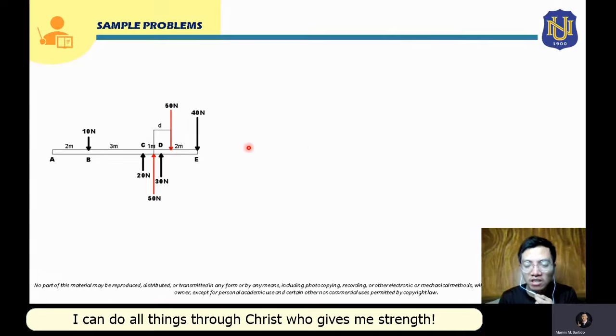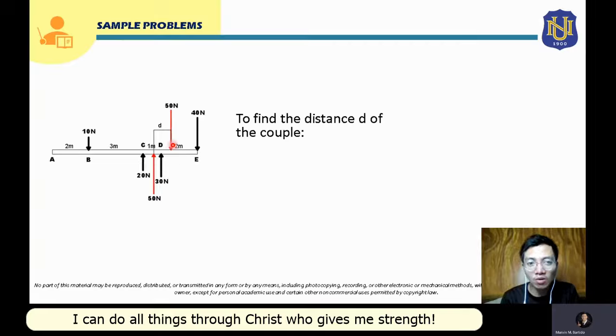So there will be no resultant force, but there will be a resultant couple or resultant moment. So from here, we can actually add a question. We can also solve the distance d of the couple. Since we have already known that this is a couple, there's actually a distance d between these two forces, 50 Newton and 50 Newton. These are the forces that make up this couple. So we can solve for the distance d between them.